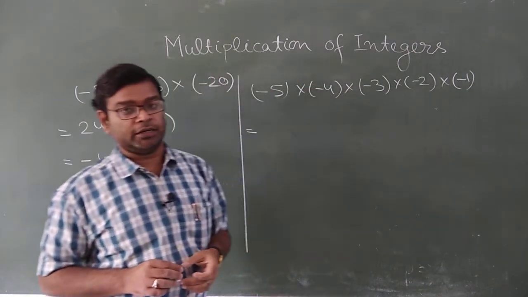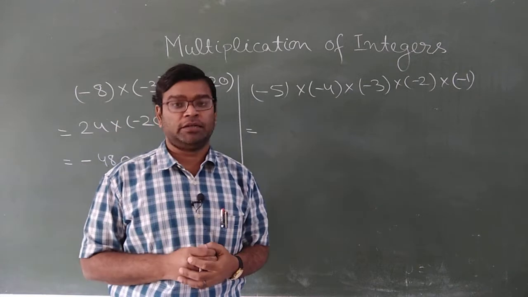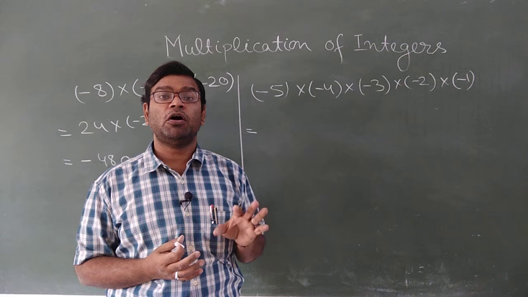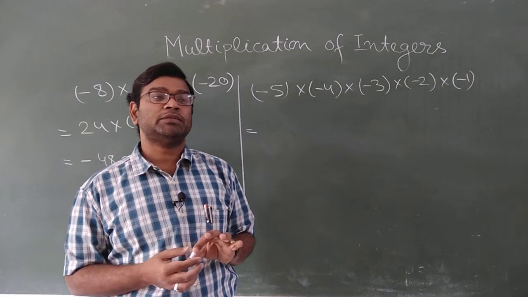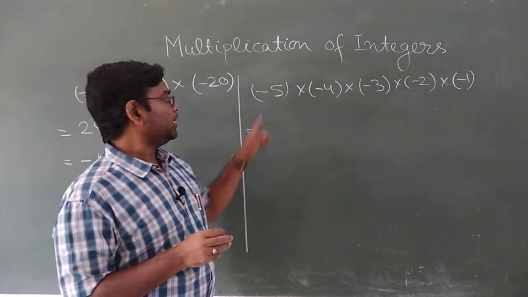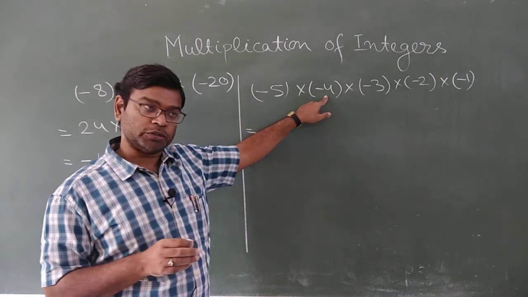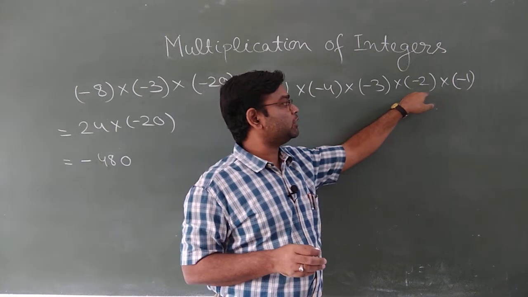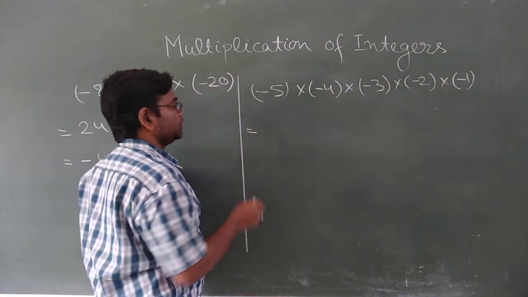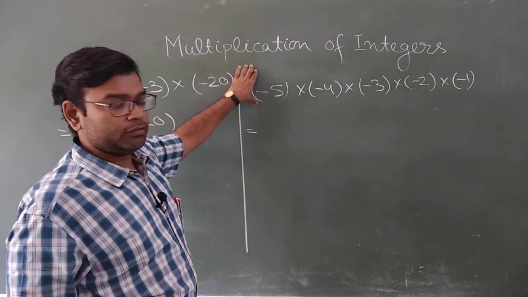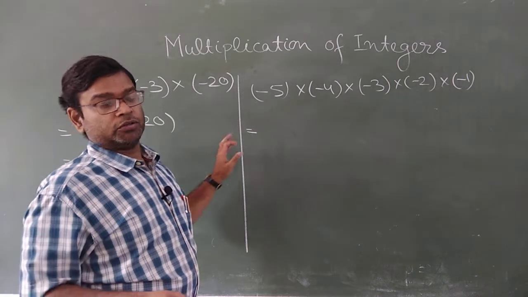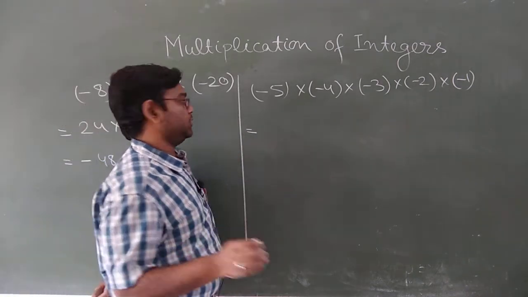5 times negative integers we have. So if there is an odd number of negative signs, the answer must be negative. How can we say this? The product of these two is positive, the product of these two is positive, and the last one is negative, so the answer is negative. But that is a tricky one.